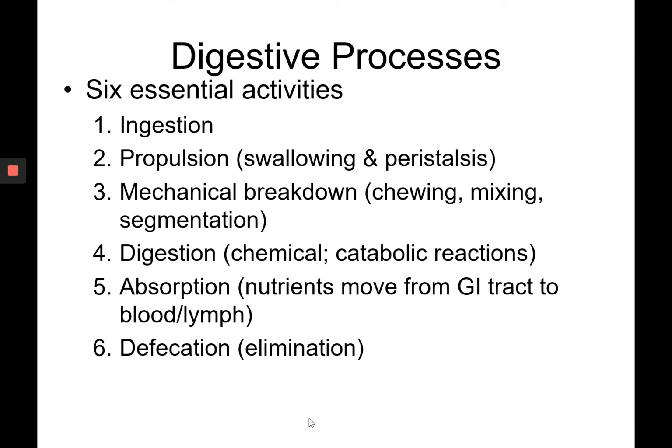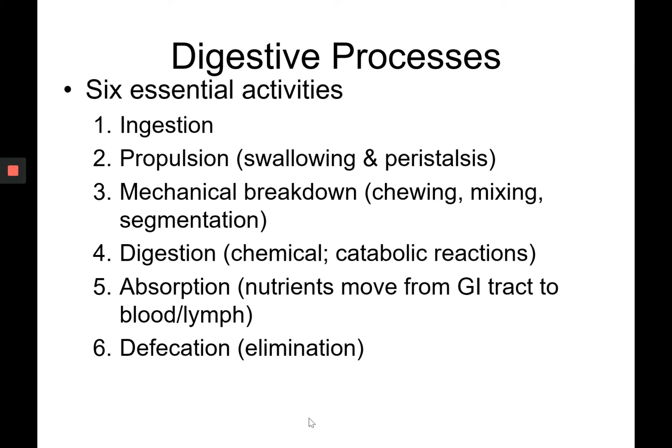Mechanical breakdown includes chewing that occurs during ingestion, and mechanical breakdown is going to be tearing or physically separating large polymers into smaller segments. We're also going to include mixing and segmentation. Segmentation, like peristalsis, is also a smooth muscle contraction that moves food, but not place to place. Instead, it's going to move food against the walls of the GI tract in order to bash or churn it into smaller pieces.